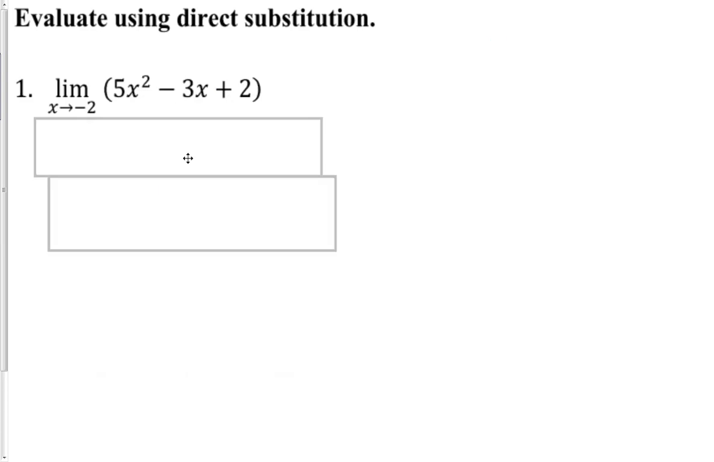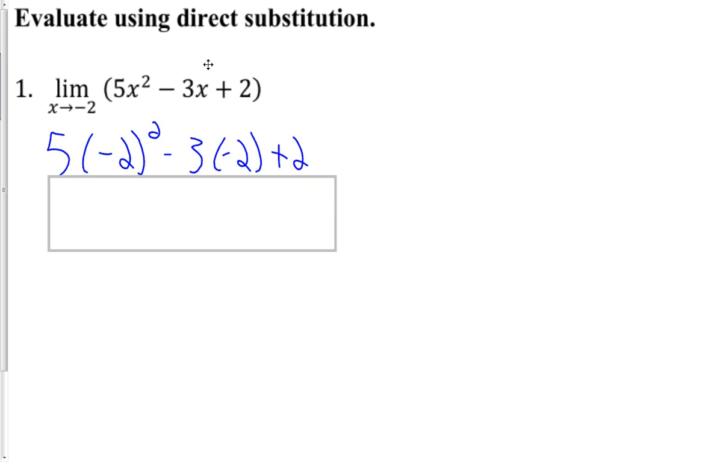So moving on. First one, evaluate using direct substitution. The limit of 5x squared minus 3x plus 2 as x approaches negative 2. Direct substitution means plug it in. Everywhere there's an x, you plug in a minus 2. If for some reason you still have an x left in your answer, that means you did not plug in minus 2. So make sure each part that has an x gets a minus 2. That's the most common error I see.